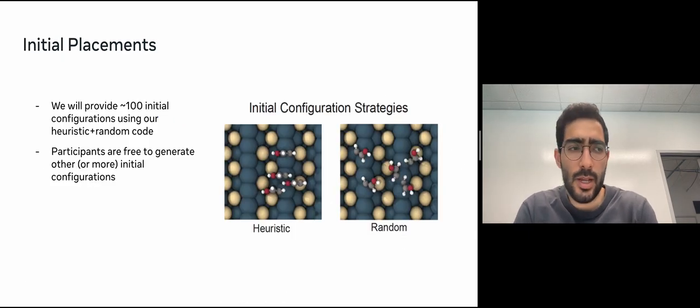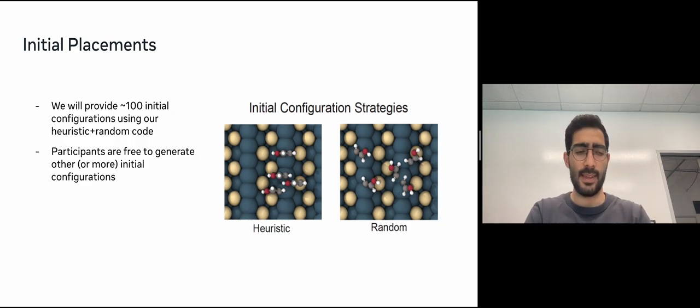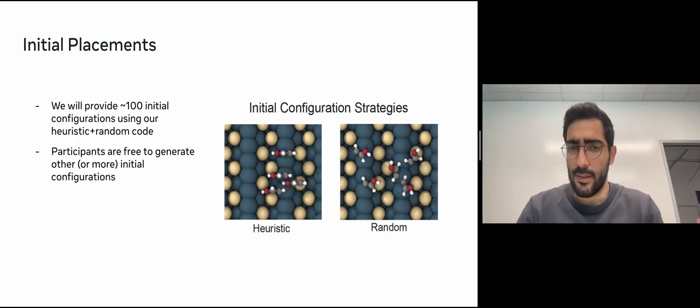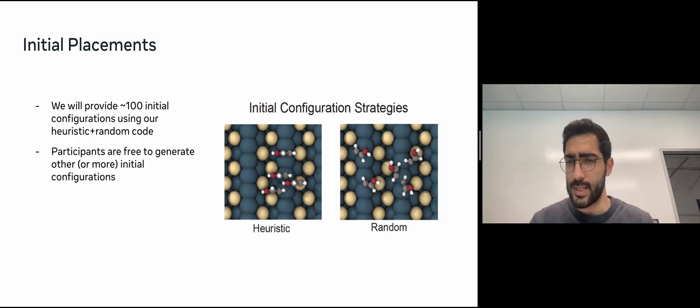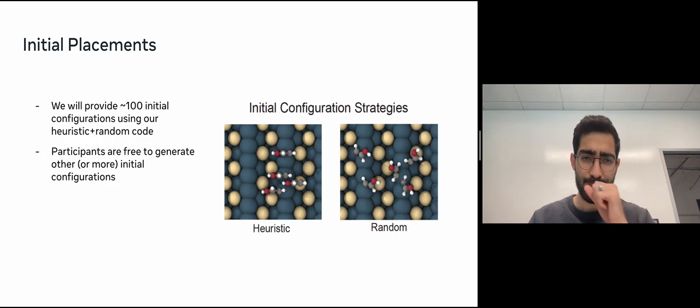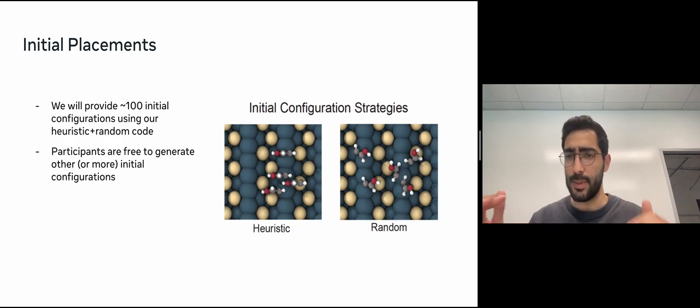And lastly, coming up with better initial configurations. I talked about how for both the validation set and the test set, for a given adsorbate-catalyst combination, we will enumerate 100 different initial configurations on that surface. This will be done via our heuristic and random input generation code. All of this is publicly accessible. You can take a look exactly at the details of what's happening behind the scenes of how we're placing these adsorbates on the surface. But what I want to highlight here is we've picked 100 because that's what we've done in the AdsorbML paper. We've seen that to be a sweet spot.